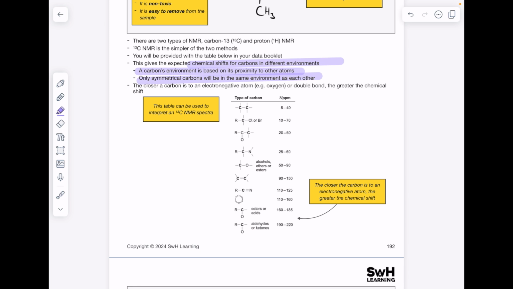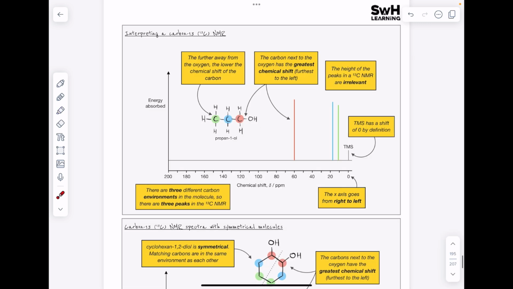So as soon as you have a symmetrical compound, that will reduce the number of carbon environments more than you might think. The closer a carbon is to an electronegative atom, such as oxygen, nitrogen, fluorine, or a double bond, the greater the chemical shift. So as I already told you, this is in effect our origin. Here's our TMS, our reference molecule. These are the peaks on our NMR. So obviously the further along the x-axis they are in this direction, the greater the chemical shift. So we would expect any peaks that occur down this end to be either close to a double bond or close to a highly electronegative element.